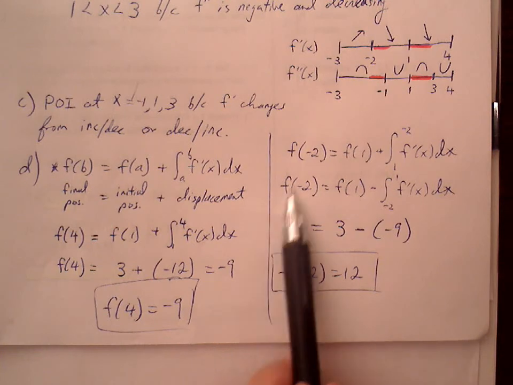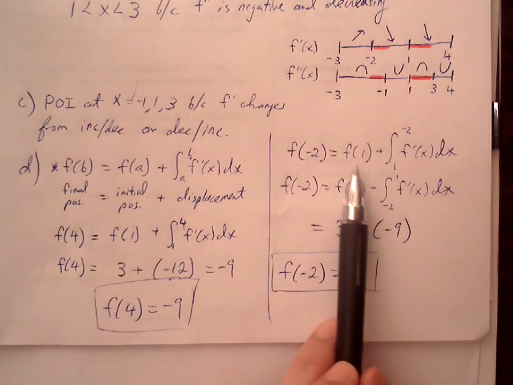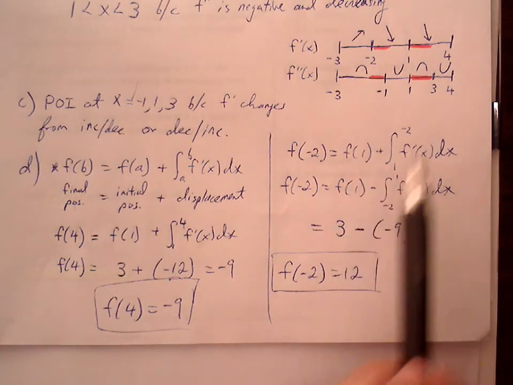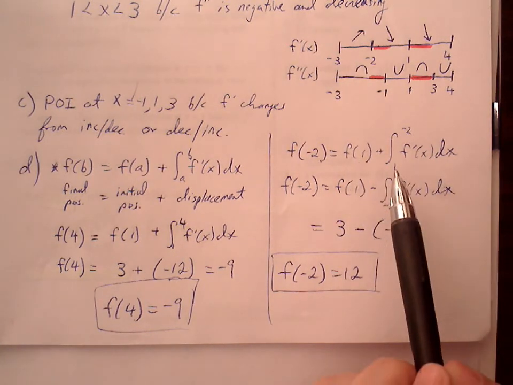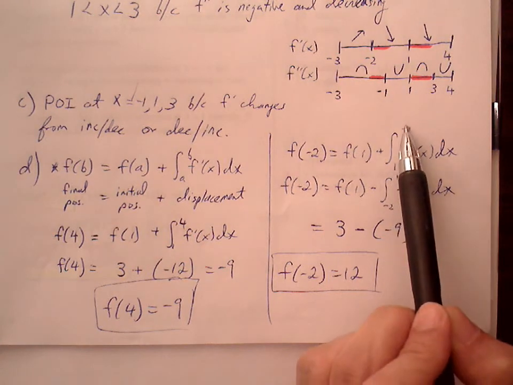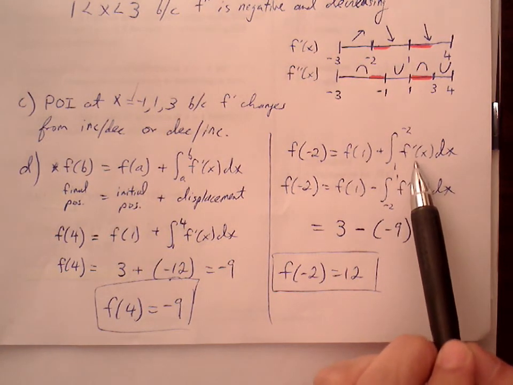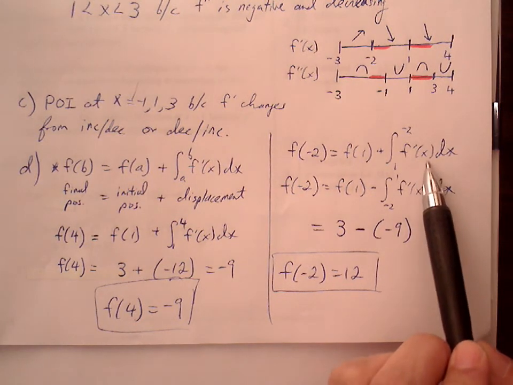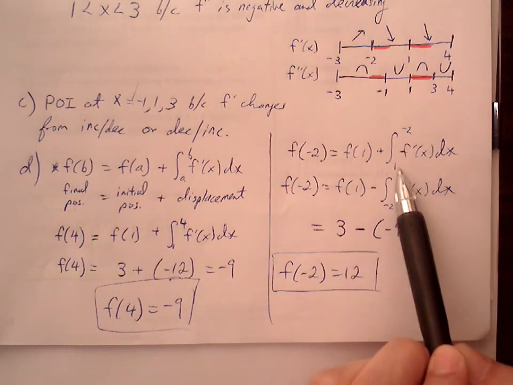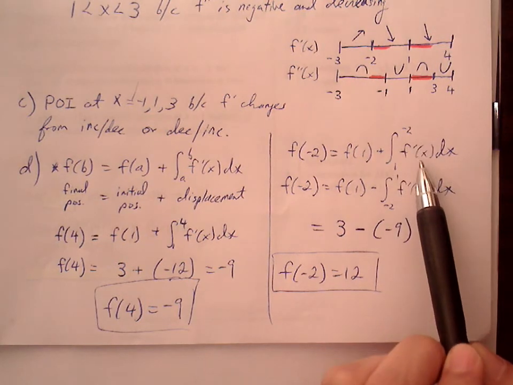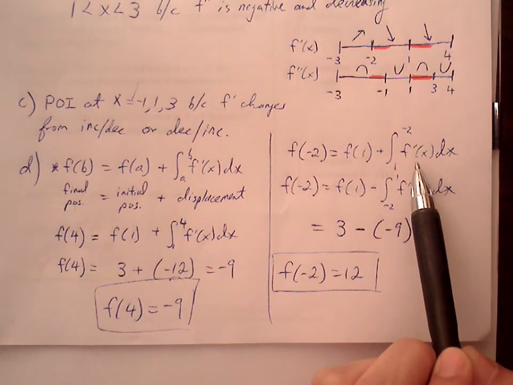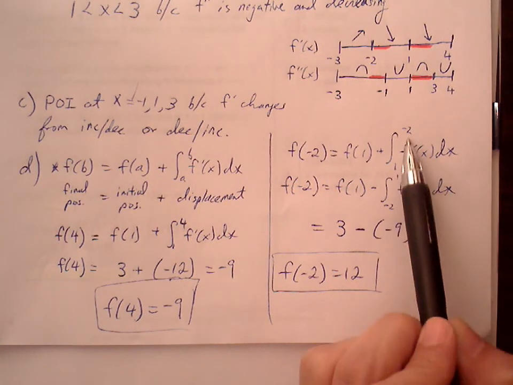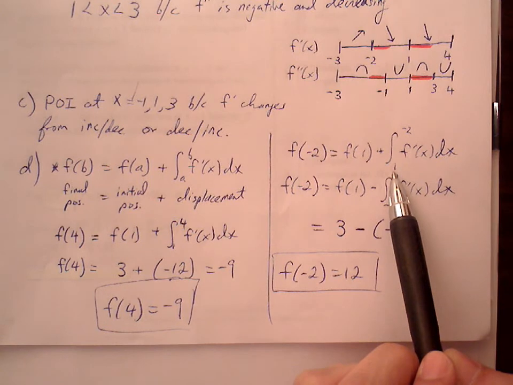To find f of -2, again, we start at our given or starting position, f of 1, plus the integral from 1 to -2. So we're working backwards here. We're starting at 1 and working backwards to -2. But once I have this down on paper, I want to make sure that my bounds are from smaller to larger. It's easier and more straightforward if we can read the graph from left to right rather than from right to left. So I'm going to flip the bounds so that I can make that adjustment.